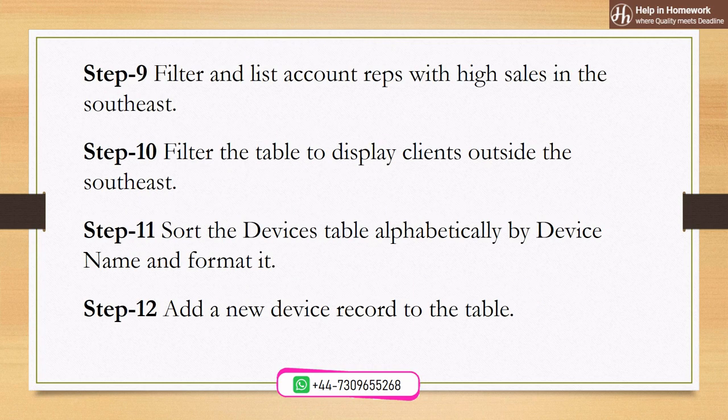Step 9. Filter and list account reps with high sales in the Southeast. Step 10. Filter the table to display clients outside the Southeast. Step 11. Sort the devices table alphabetically by device name and format it. Step 12. Add a new device record to the table.